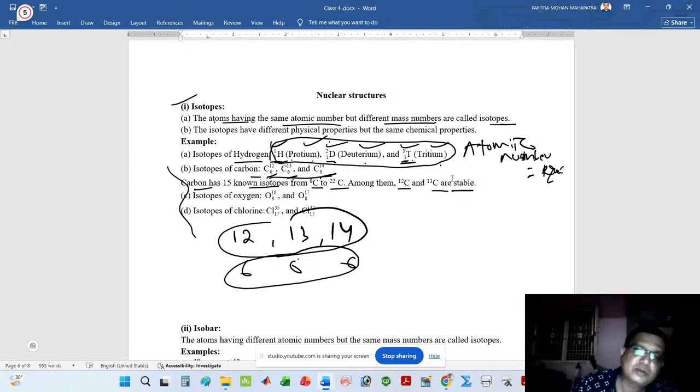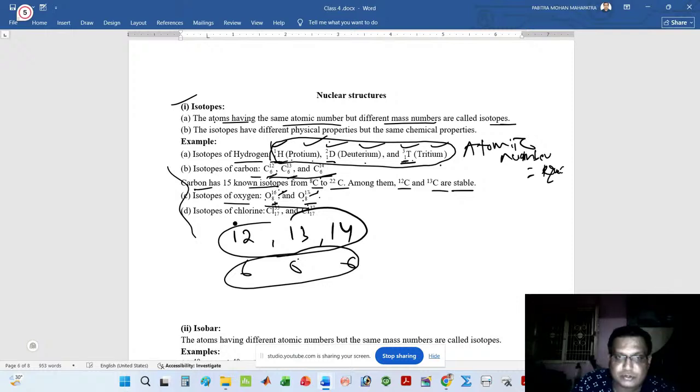Similarly, if you think about the isotopes of oxygen, two isotopes are given. One is O-8-16 and another is O-8-17. The atomic number is 8 for both. But if you think about the mass number, here 16, here 17. The mass numbers are different, but the atomic numbers are the same. So there are two isotopes of oxygen: O-8-16 and O-8-17.